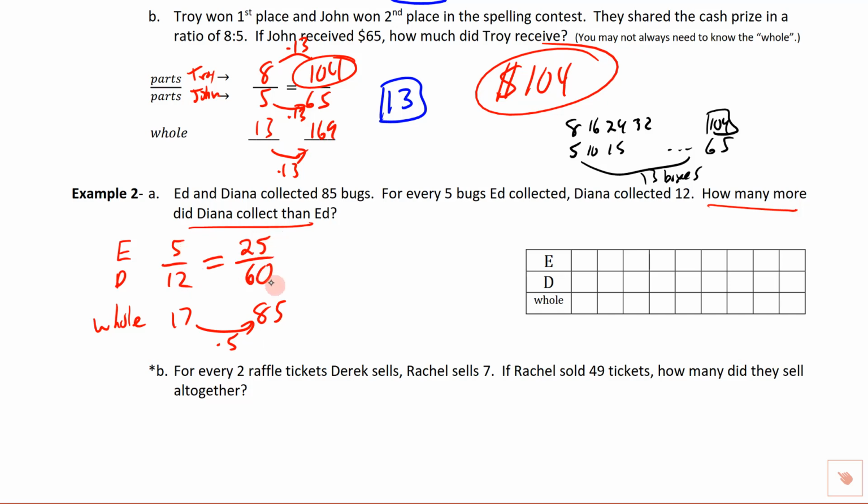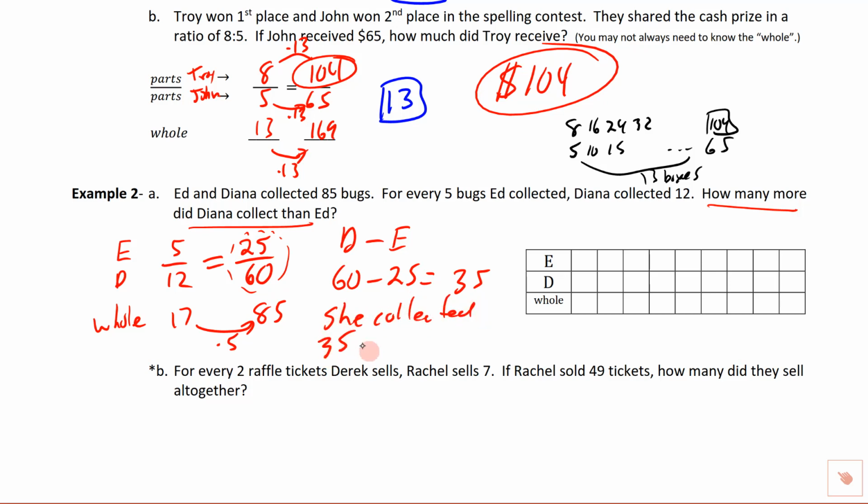These would be in the same ratio, and take a look. These add up to 17, but these add up to 85. So it says Ed and Diana collected 85 bugs. This is what they collected, so we're in good shape. Ed collected 25 and Diana collected 60. And then it says, how many more did Diana collect than Ed? So Diana minus Ed, that's going to be 60 minus 25, so we're going to end up with 35. So we could say she collected 35 more than Ed, and we could circle that.